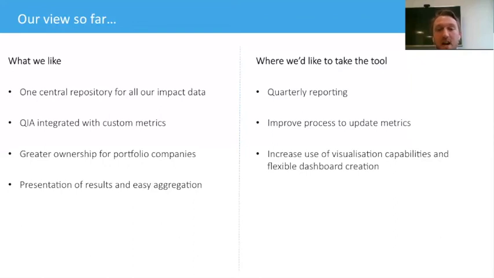And then finally, linked to the one above, is around flexibility, being able to build dashboards and edit those dashboards easily. And as I've mentioned, we're working with Analytics to design and think about some of the other visualizations that we can pull out of the tool. So that was it for me.